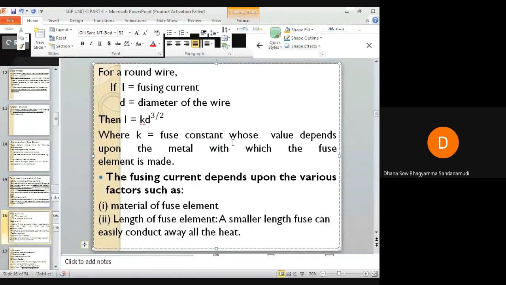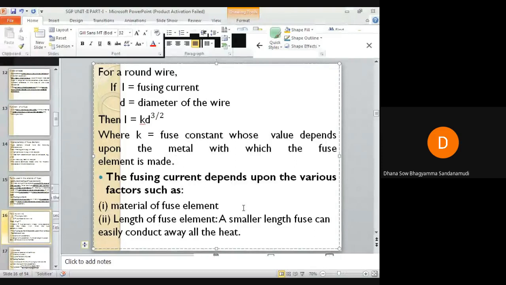Metal with which the fuse element is made. The fuse constant will always depend on the metal with which the fuse element is made up of. The fuse current depends on various factors. One of the factors is the material of the fusing element. Fuse current will depend on the material of the fusing element.